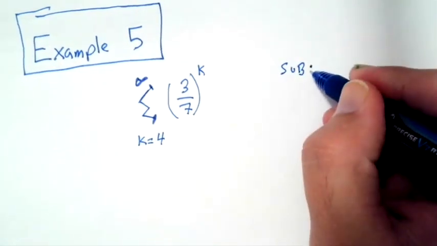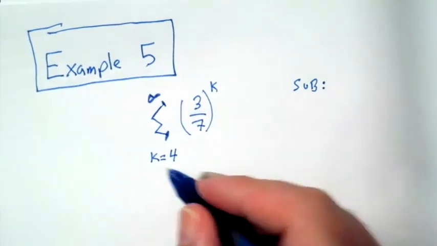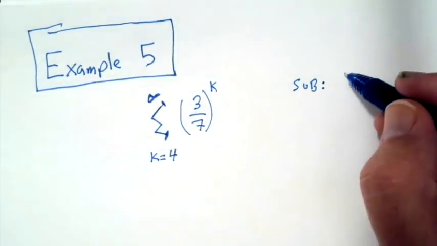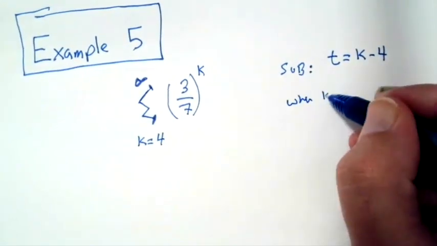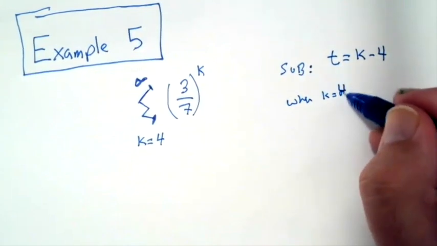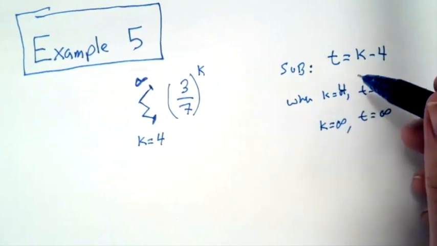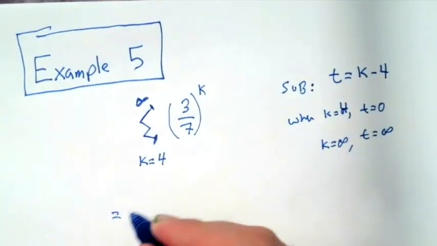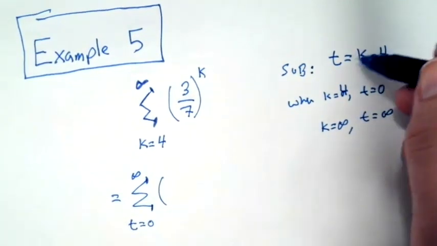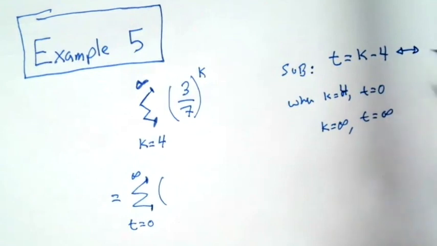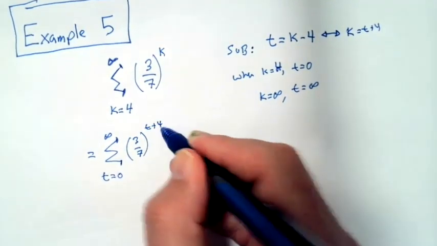So the first is I could do a substitution on the variable so that it does start at 0. If I want this to start at 0, I could say let t equals k minus 4. So when k equals 4, t is equal to 0, and when k is equal to infinity, t is equal to infinity. I'm going to plug these in, and this would become the sum from t equals 0 to infinity. Now, let's look at this relationship. t is equal to k minus 4, so k is equal to t plus 4. So this becomes 3/7 to the t plus 4.